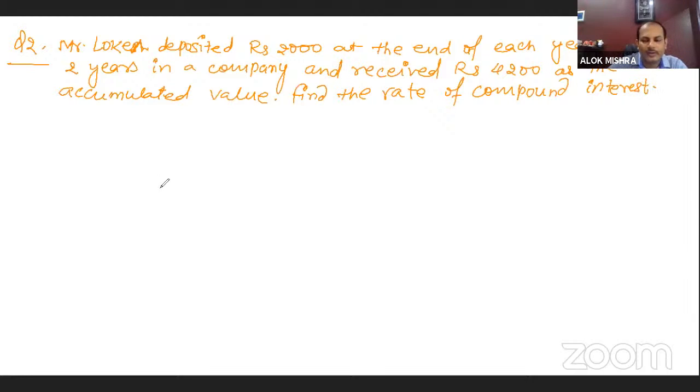Find the rate of compound interest. Fine. So in this question, what is given? Maturity value is given to us. The periodic payment is also given to us. Time period is also given to us. Rate is not given.